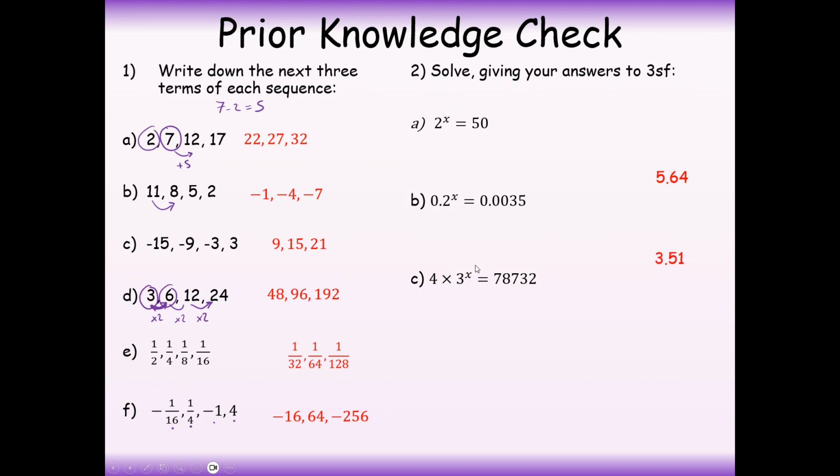I'll show you how to do part C slowly. First, we would divide both sides by 4. So you'll have 78732 divided by 4. Then you would take logarithms. So log of 3 to the power x would mean that the x will come and multiply by log 3 using logarithm rules. And here you would have log of 78732 divided by 4. Then you divide both sides by log of 3. So x would be log of this giant fraction divided by log of 3.